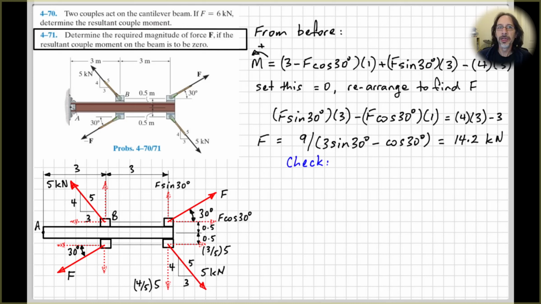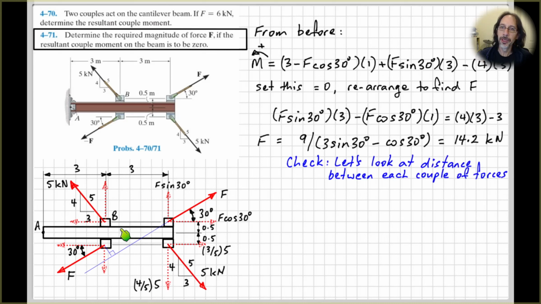Right, does that seem right? Let's do a quick check. One way that we could do a quick check is to look at the distance between each couple of forces. Right, so I've drawn on here on my diagram down in the bottom left here in blue, perpendicular distance between the two forces here, the one at the top right and one at the bottom left. Perpendicular distance is this little distance here. And then between the other two forces that make up the couple, I've just drawn this in green. So extend the line of action of this one. Perpendicular distance between the two forces is this length here.